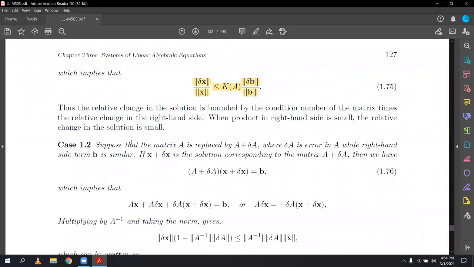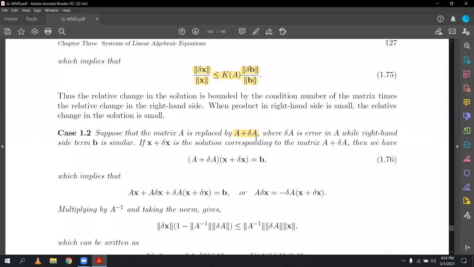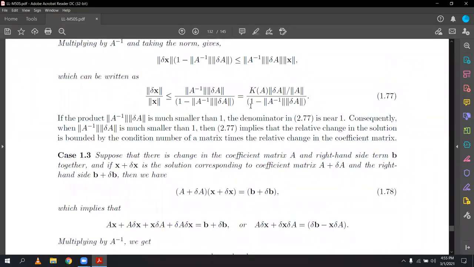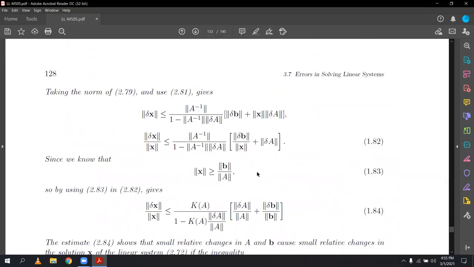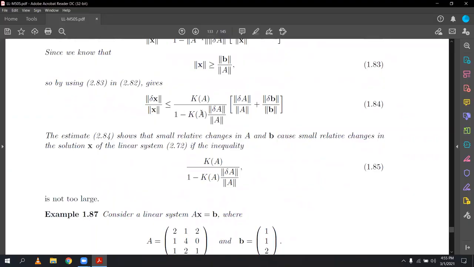Second case, when there is a small change in the coefficient matrix A, what is the relative change in the solution? This is slightly big one. You have to remember that one, and this is the change in the solution. And the third and final case, if there is a small change both in A and B, what is the change in the solution? The change in the solution is this one.